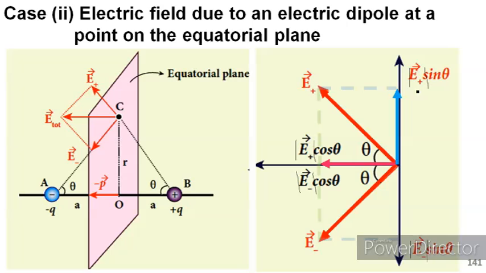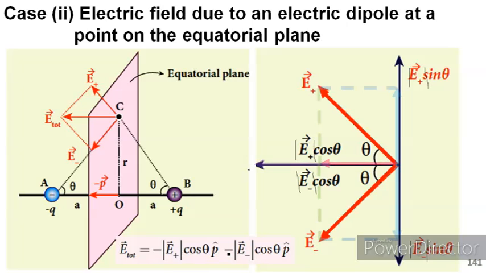Okay, so the perpendicular components cancel each other. We only have to consider the parallel components. So the total electric field at point C will be equal to the sum of the magnitudes of the parallel components of E plus and E minus. We can write it as E plus cos theta into its unit vector, which is minus P cap, and E minus cos theta into its unit vector, which is minus P cap.